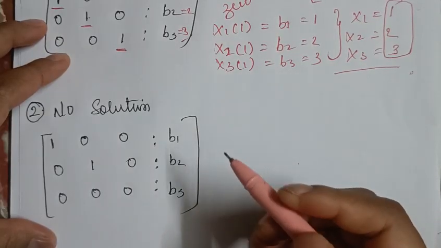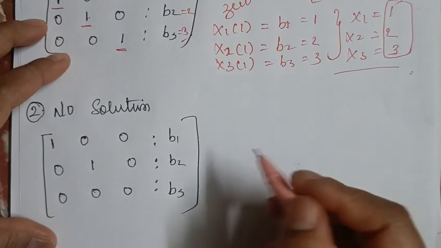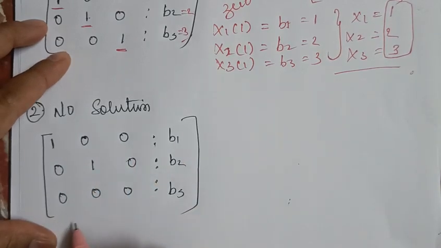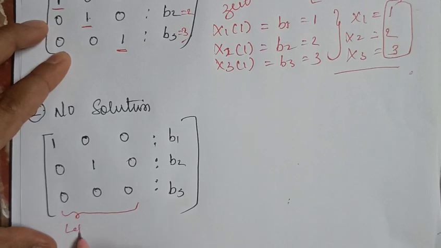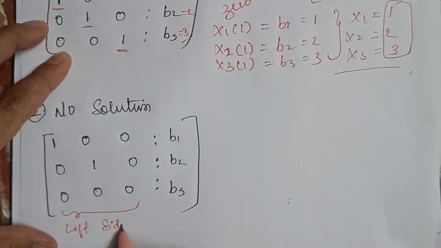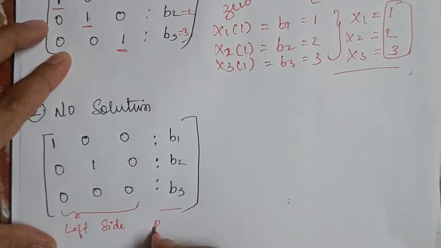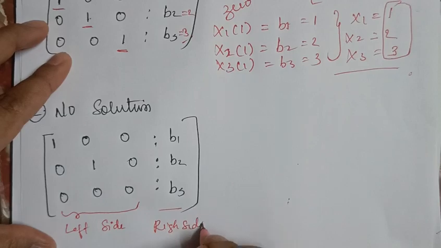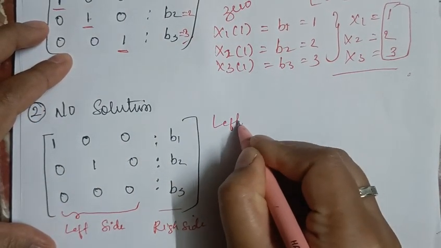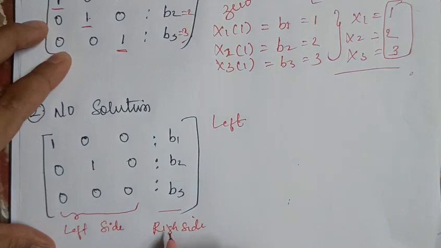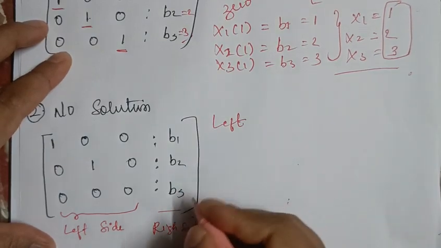I will explain it in very simple words. Consider this is the left side of a matrix, and this is the right side. For your understanding, I'm just referring to it as left and right side.